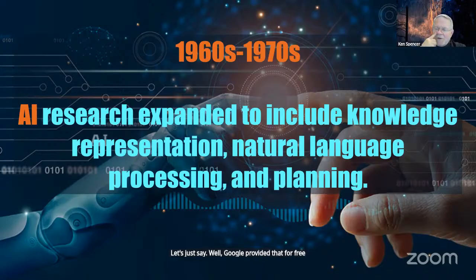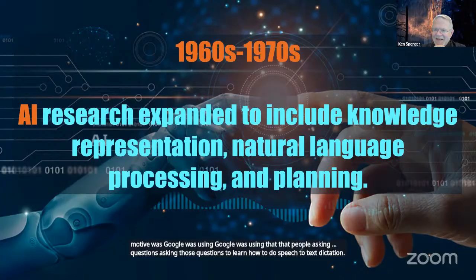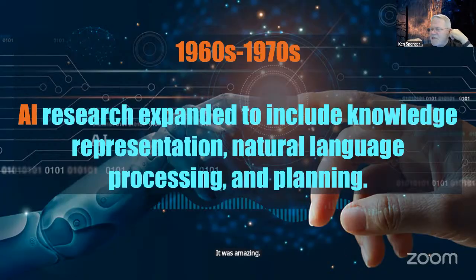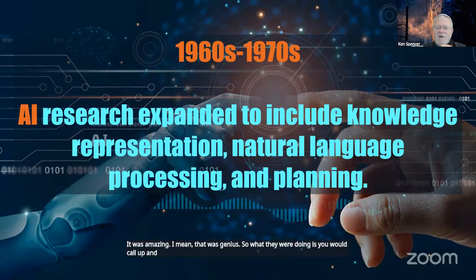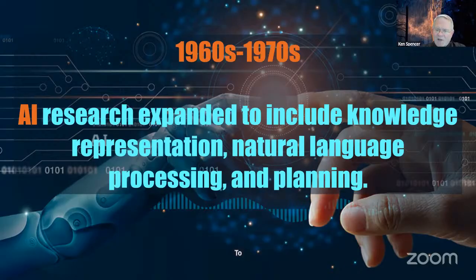And the ulterior motive was that Google was using people asking those questions to learn how to do speech to text dictation. It was amazing. I mean, that was genius. So what they were doing is you would call up and it could figure out, well, that person might have said Pizza, but then they know, oh, they're saying Pizza Hut. So Google was using that to train its computer to know how to do speech to text dictation.